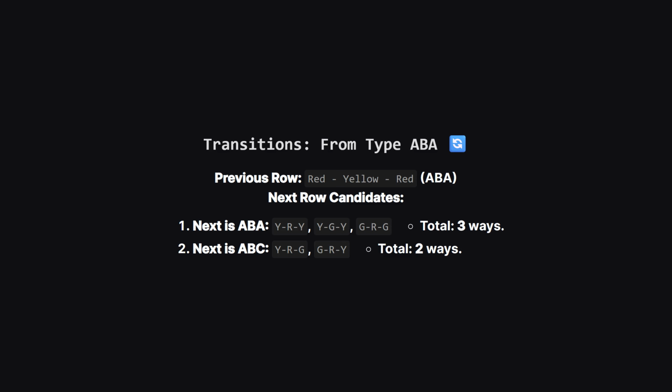Let's see how these types interact. Suppose our current row is an ABA type, like red, yellow, red. What can we paint in the row directly below it? We need to pick colors that don't clash vertically. If we work through the possibilities, we find there are exactly 3 valid patterns of type ABA that can go below it. For example, yellow, red, yellow. We also find there are exactly 2 valid patterns of type ABC that can go below it. So, an ABA row gives birth to 3 ABAs and 2 ABCs in the next generation.